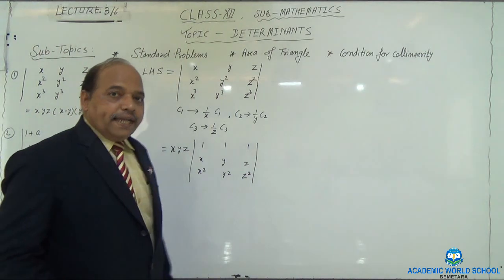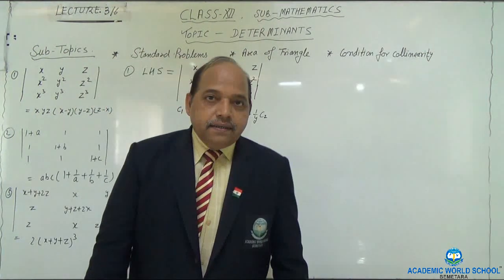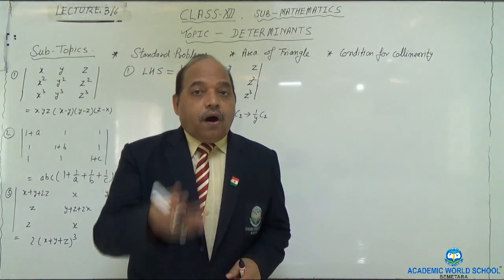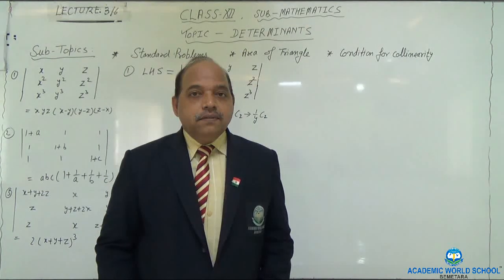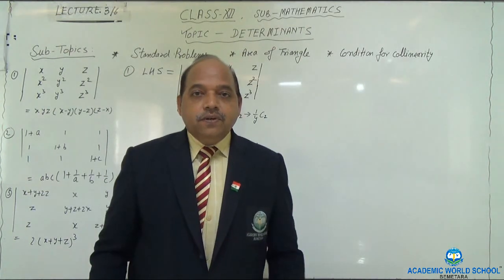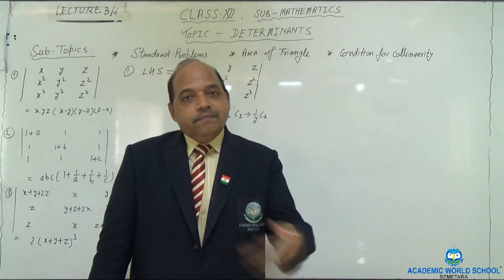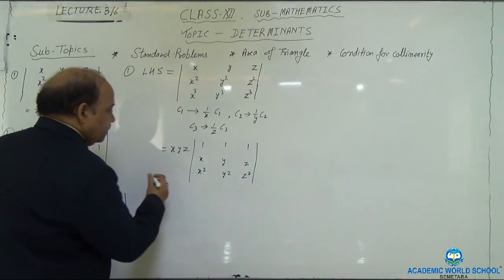Now what is the way to expand? To expand any determinant, we have learned that it is the best idea to expand about the row or column which contains at least 2 zeros or more number of zeros. We can't have more than 2 zeros. If it is more than 2 zeros, then the determinant will simply vanish. So look at this. What will happen in this case?